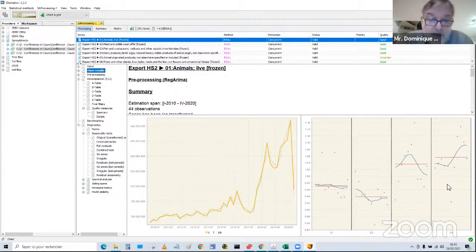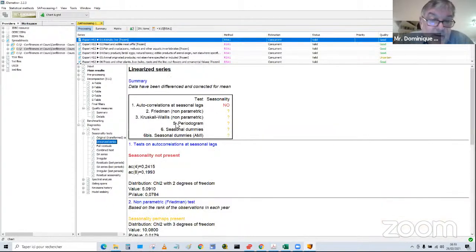So in this case, you see, your test does not give you the answer. You have seasonality perhaps present, perhaps. The majority is perhaps, so I have to take a decision. And the final decision is with the combined test.